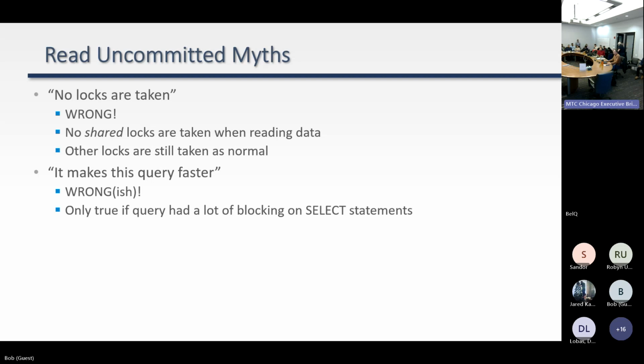Yeah. Okay, cool. All right, so some myths about read uncommitted real quick. It's no lock, that means no locks are taken. Wrong. We'll actually see that in a second here. No shared locks are taken when you're reading the data, but other locks are still taken as normal. And if someone says it makes your query faster, this is wrong-ish. If your query had a lot of blocking on select statements, then this will actually address that issue. If your query is slow for any other reason, and there could be many of those, this is not going to address that.